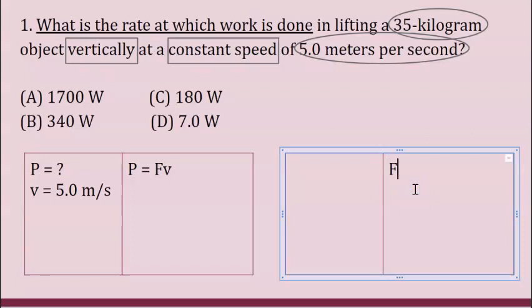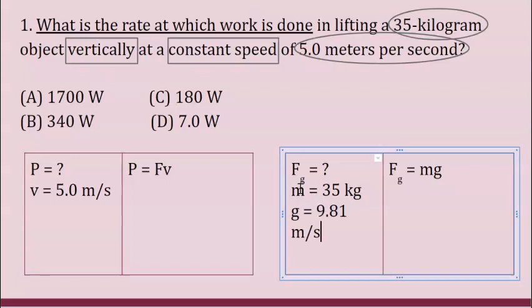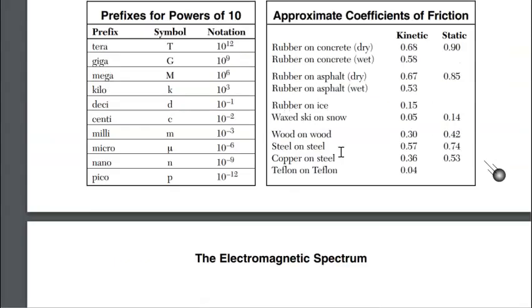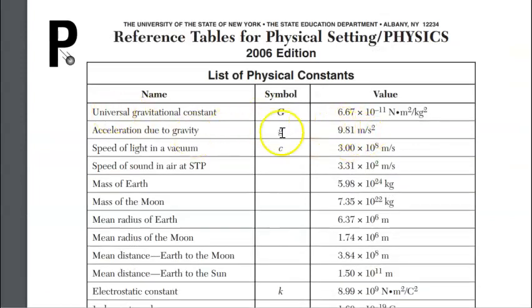So I can use the formula Fg equals mg to solve for the force. Fg is what I'm looking for. m was given to me, that's my 35 kilograms. And g is something I'm supposed to know on my own, 9.81 meters per second squared. If you forget that, it is on your reference table, but it's hard to remember to look it up. But it's right here on the first page, acceleration due to gravity, 9.81 meters per second squared.